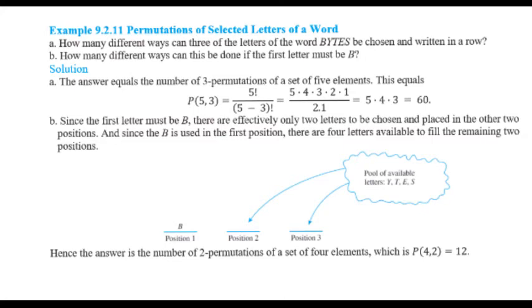But you can also solve this problem in a different way using P of 4 and 2. How? You can say the first position is occupied, so we only have 2 positions and 4 available letters. So we are going to find the 2-permutations of these 4 letters for the remaining 2 positions, correct? In order to find the number of 2-permutations in a set of 4 elements, you need to calculate P of 4 and 2. If you do this, you'll get the same answer.